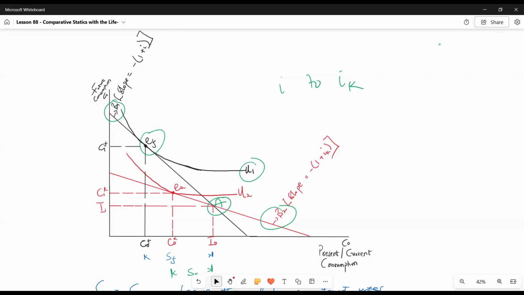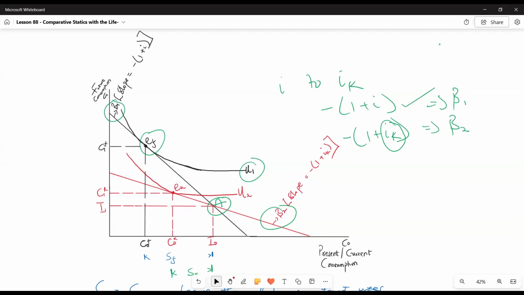Now, the second thing to note is that the slope of the intertemporal budget constraint, which is minus (1 plus I), is dependent on the interest rate. So the new budget constraint B2 will have a different slope. This will be the slope of the old budget constraint B1, and the new budget constraint will have a slope equal to minus (1 plus IK). So this is the slope of the new budget constraint B2, and this is because the interest rate is different in this case.